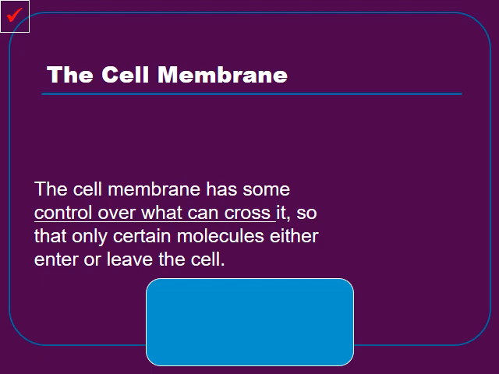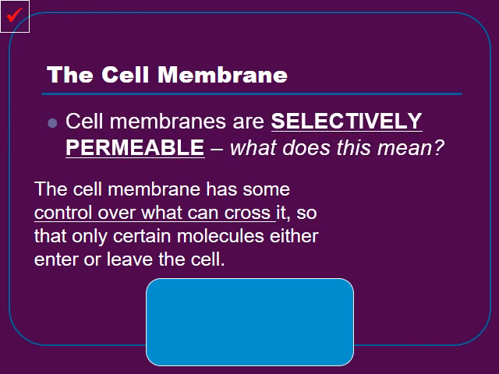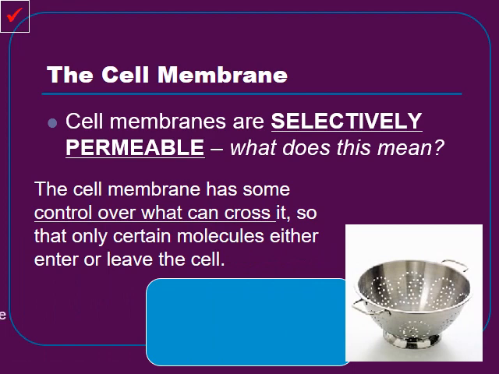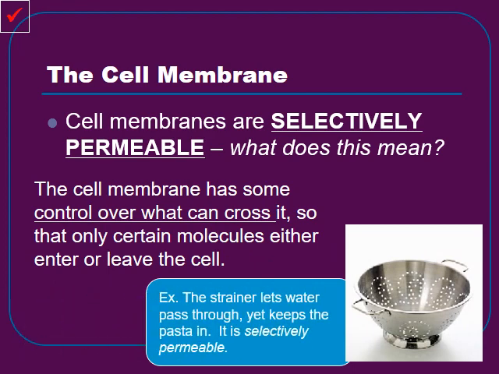So the cell membrane has some control over what can cross it, so that only certain molecules either enter or leave. We call this selective permeability, or selectively permeable, meaning that it can go ahead and choose what comes in and what goes out. So think of the cell membrane kind of like a strainer. So a strainer lets water pass through, yet it keeps pasta in, hence it is selectively permeable. So the cell membrane will let some things in, but not others. It's kind of picky in that aspect.